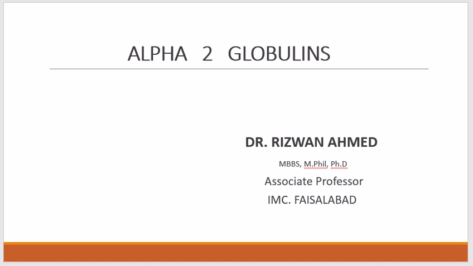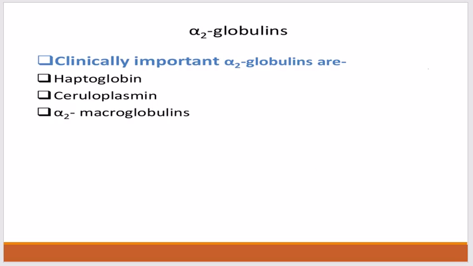In our last lecture, we discussed the alpha 1 globulins and their clinical importance. Those include alpha 1 antitrypsin, alpha fetoprotein, and orosomucoid. Today, we will start with alpha 2 globulins and beta globulins.